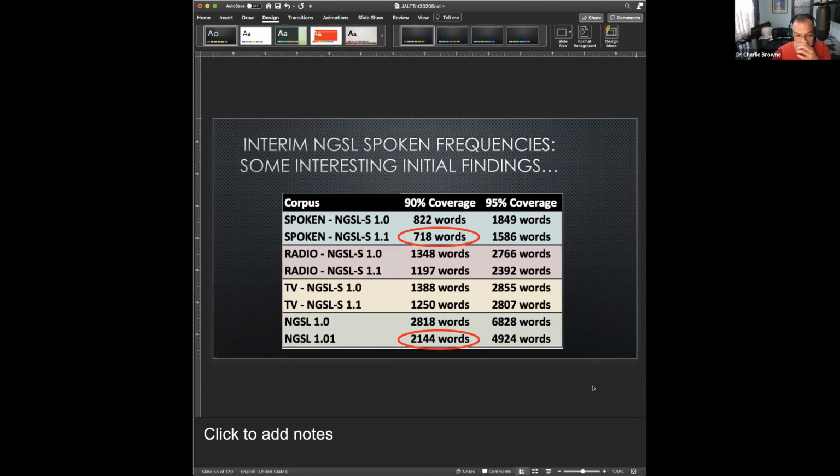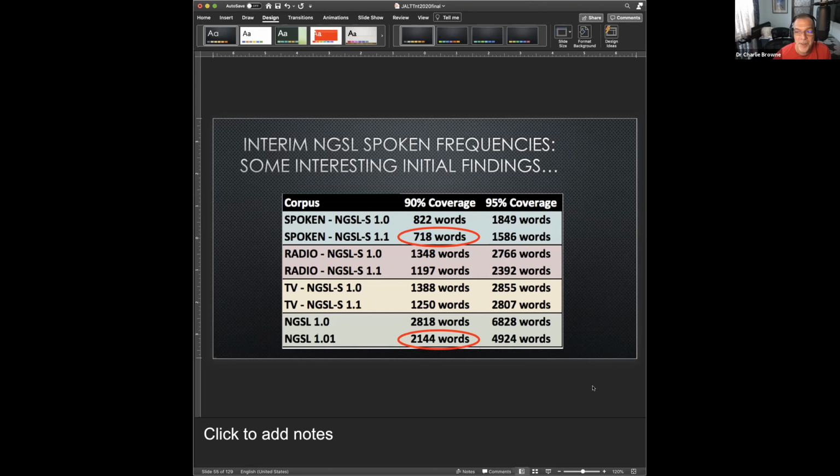And what we found was quite remarkable. To get to 90% coverage with the NGSL, that's on the bottom, there's 2,800 words in the NGSL, but we're hitting 90% coverage at about the 2,100 word level. But with the spoken, if you're looking only at spoken English, you only need 718 words. So our NGSL-S list is 718 words.